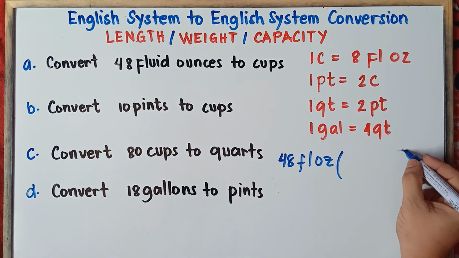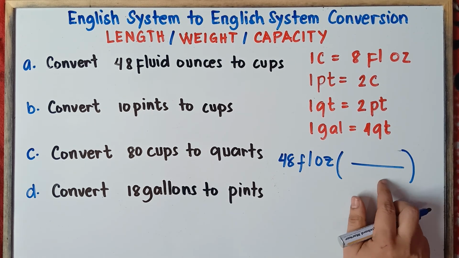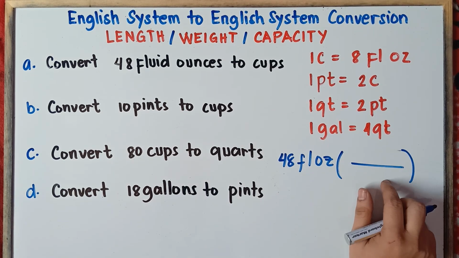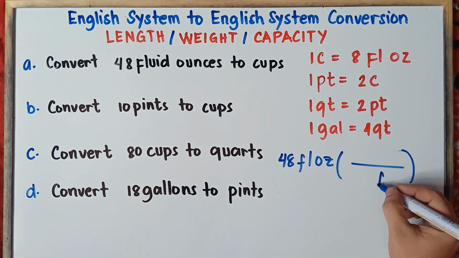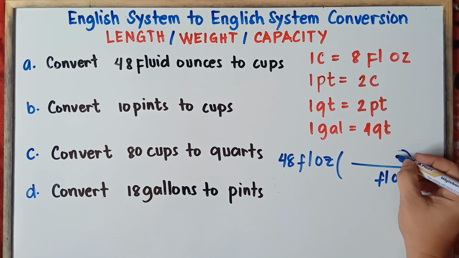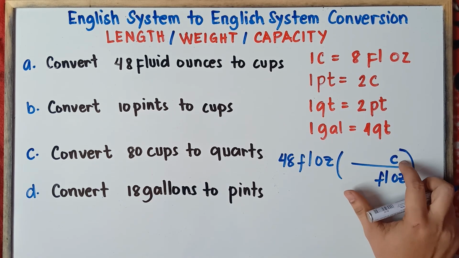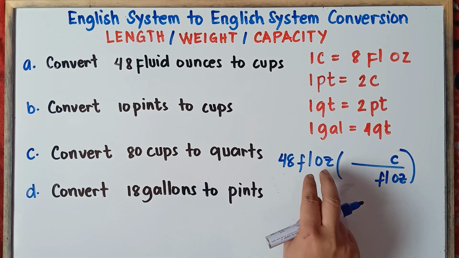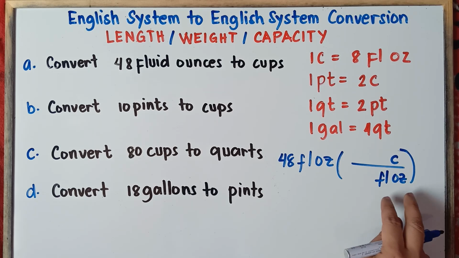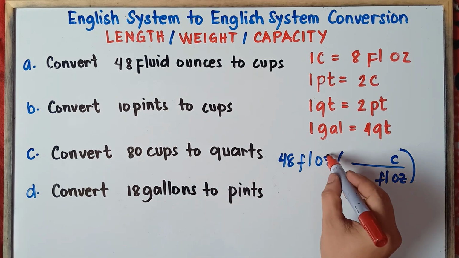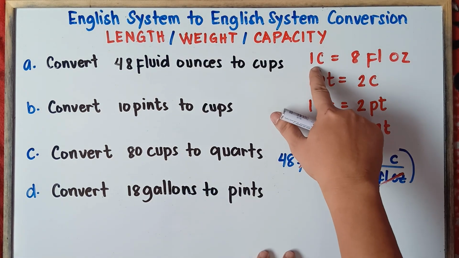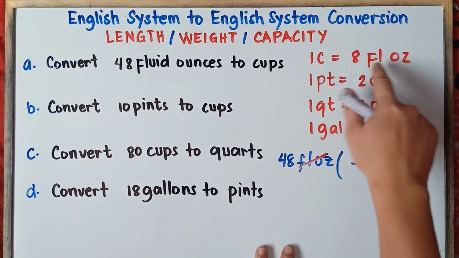Now, once again, you put parentheses and our units on the denominator. Class, if our given is fluid ounces, the unit on the denominator must be also fluid ounces. And then we convert that into cups. So this will be C on the numerator. That will be cups. So once again, class, if this is fluid ounces on the units of our given, the unit on the denominator must be fluid ounces so that we can cancel out the units. And then the conversion, 1 cup is equivalent to 8 fluid ounces.